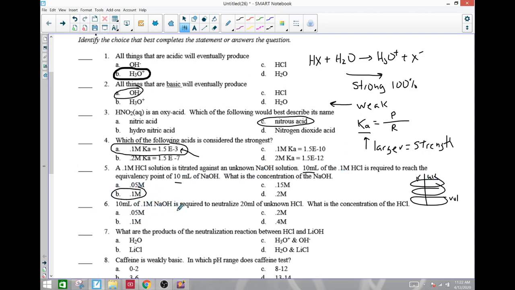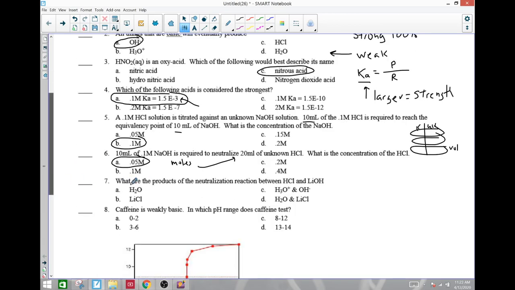10 milliliters of 0.1 molar NaOH is required to neutralize 20 milliliters of HCl. So to get the same number of moles in twice the volume, it's half as concentrated. 0.1 becomes 0.05. That's just the way that I would solve that problem. You're more than welcome to set up a known, unknown table and solve it out: molarity, moles, liters. You should be able to do that. Maybe you have to do this a few more times before it starts to really get the big picture.